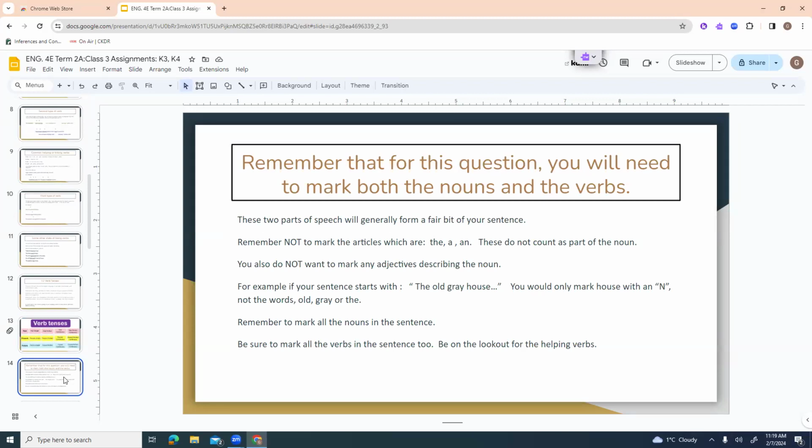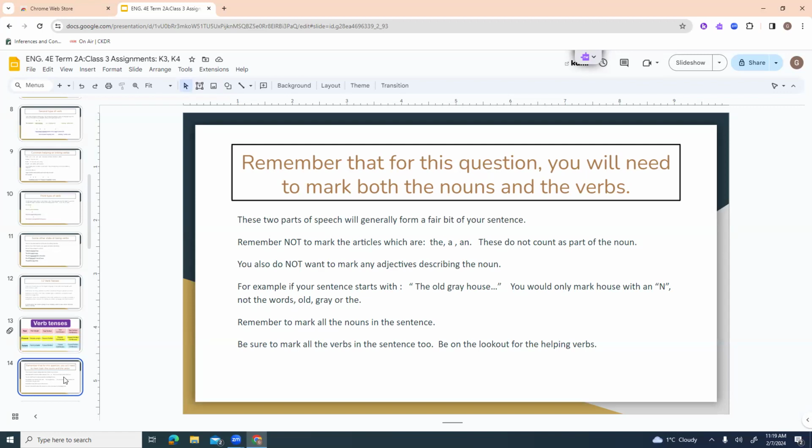Okay, remember that for this question, which is K4, you're going to need to mark both the nouns and the verbs. And these two parts of speech are generally going to form a fair bit of your sentence. Remember, you're not going to mark the articles. The articles are the, a, or an. They do not count as part of the noun. You also don't want to mark any adjectives that are describing the noun.